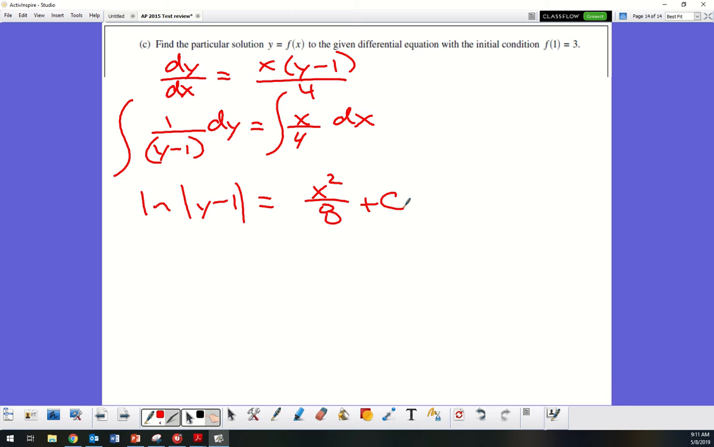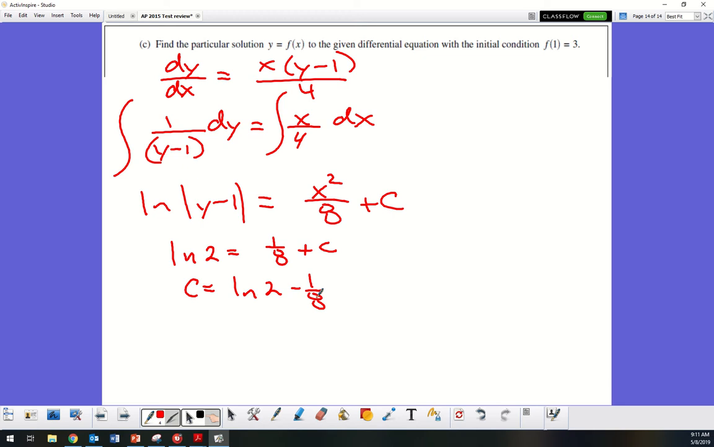So now the particular solution means I am going to plug in the point, 1 for x and 3 for y. So it's going to be ln of 2 is equal to 1/8 plus c. So now c is going to be equal to ln of 2 minus 1 over 8. I just moved the 1/8 to the other side, right?